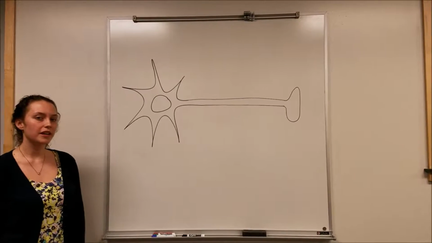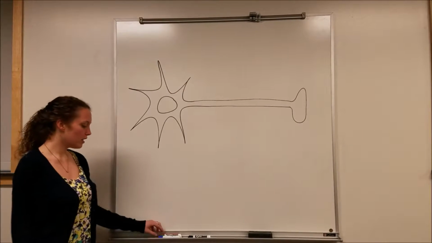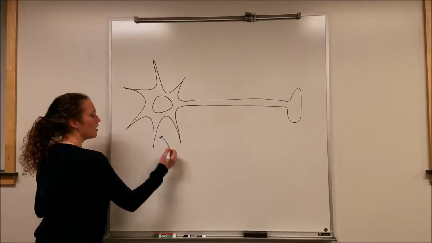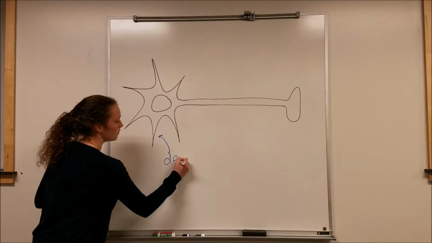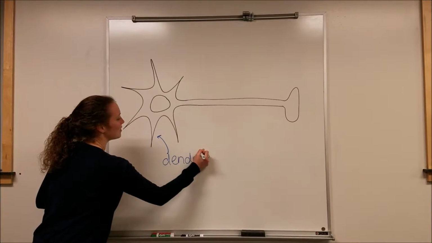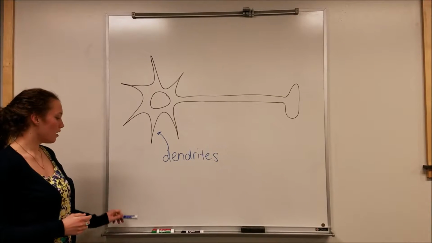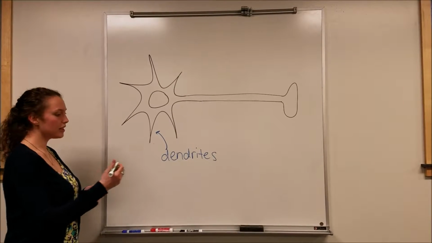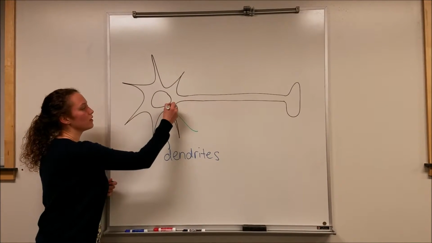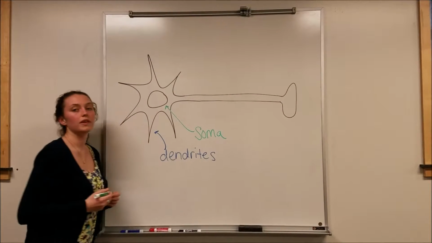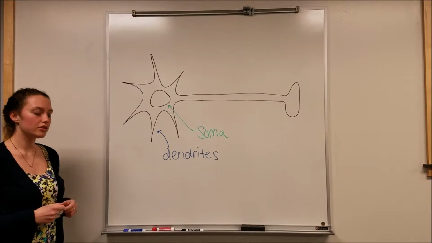Just wanted to do a quick reminder of the anatomy of a neuron. So here at the end of the neuron we have the dendrites. These are what receive the signal, and once the neuron has received the signal, it goes into the soma, or the cell body, and this is what tells the neuron when there's enough signal to fire an action potential.